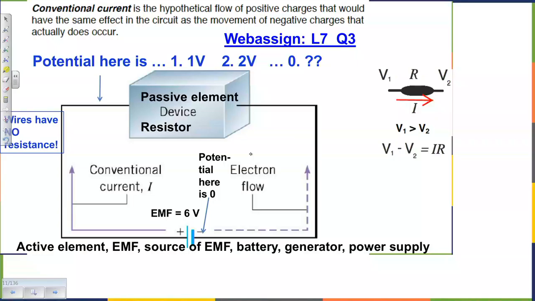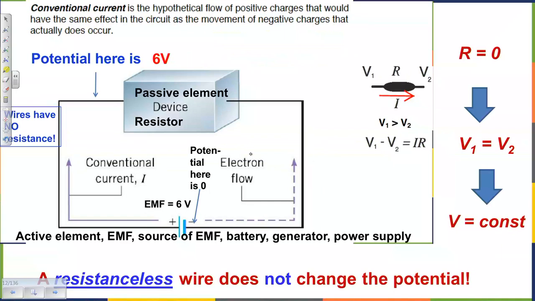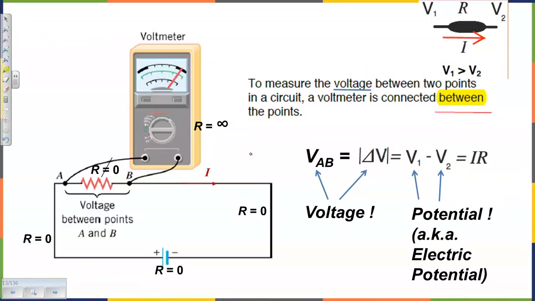That's much better. Still the same answer, 6, and of course it is 6. No doubt about that. Because a wire has no resistance, as we just said, it doesn't change potential. Electric potential along a wire remains constant. So if it is 6 volts here, it should be 6 volts here due to this law. A wire has no resistance, hence a wire doesn't change potential.